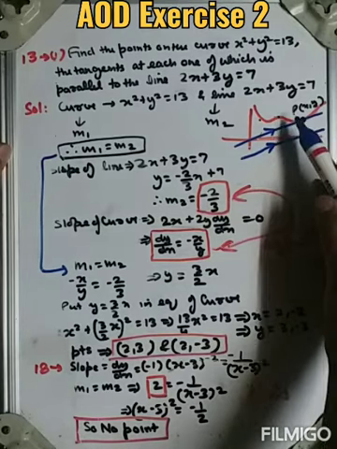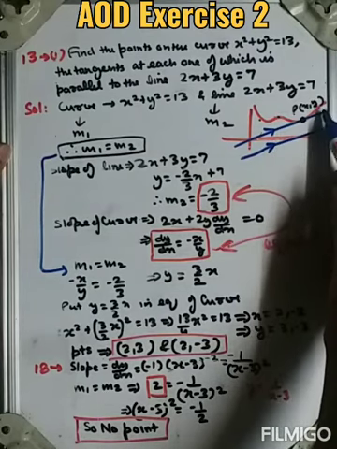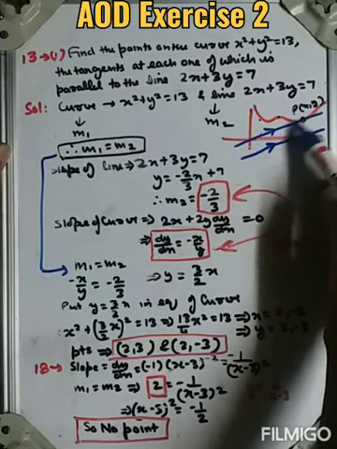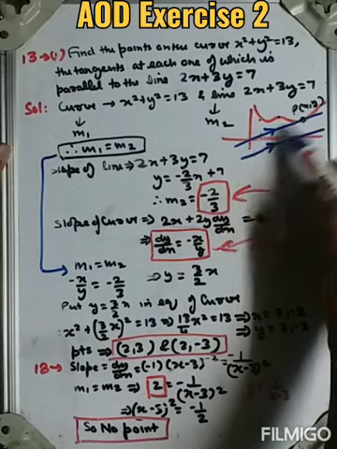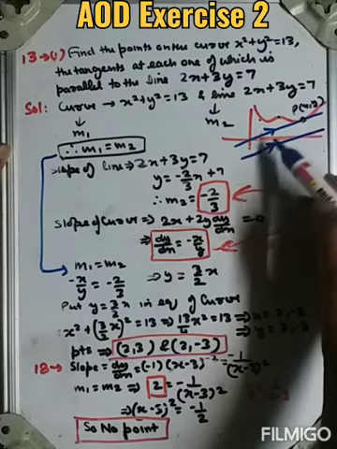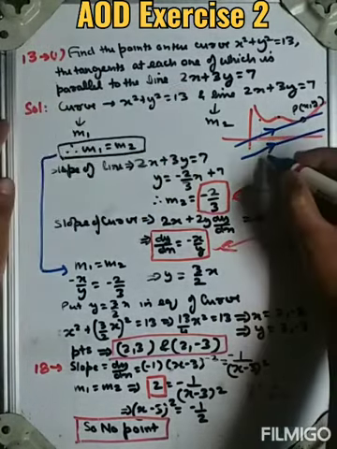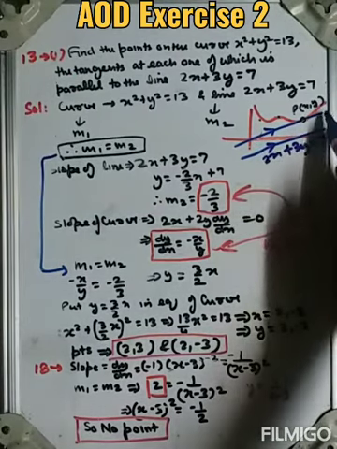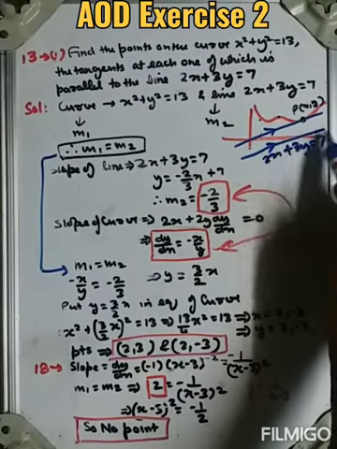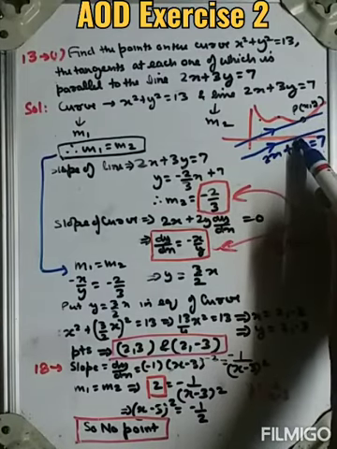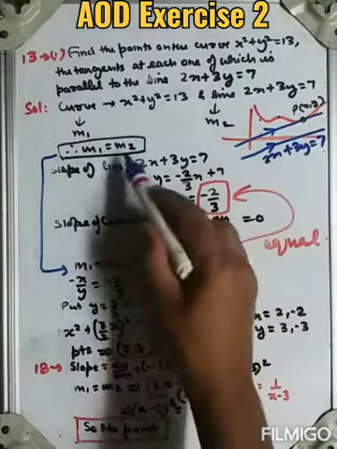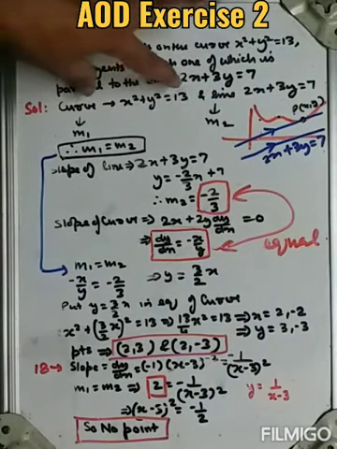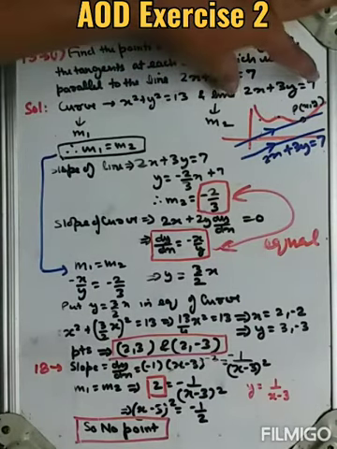Find the points on the curve at which, if we draw the tangent through that point, that tangent should be parallel to another line whose equation is given. So the slope of the tangent and the slope of this line should be equal. When parallel, the slope should be equal. So first of all, take out the slope. We have two equations: the equation of the curve and the equation of the line.